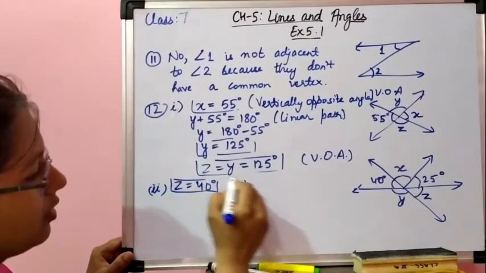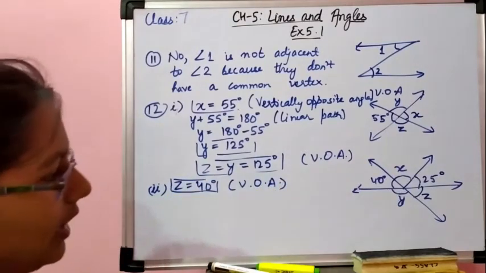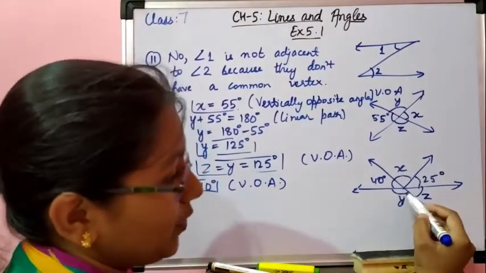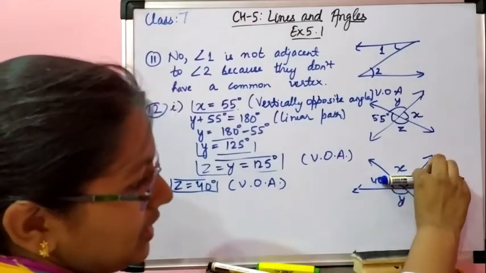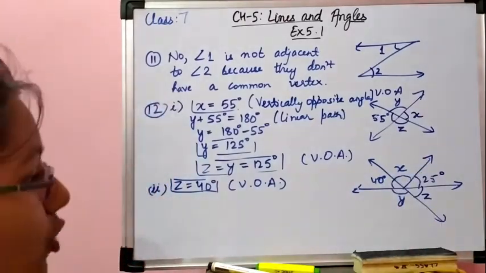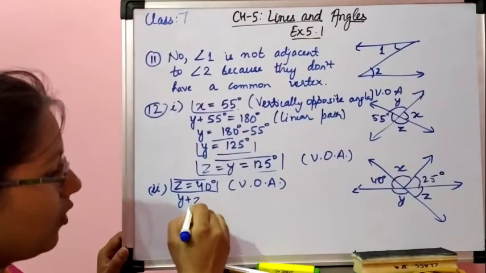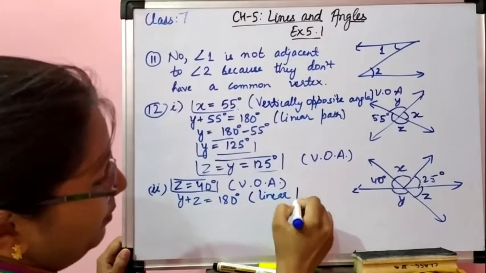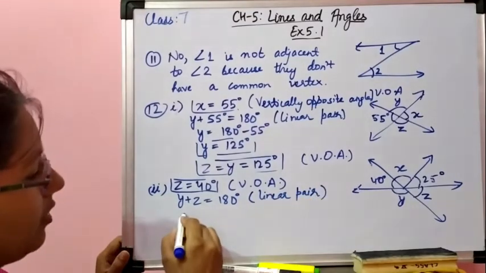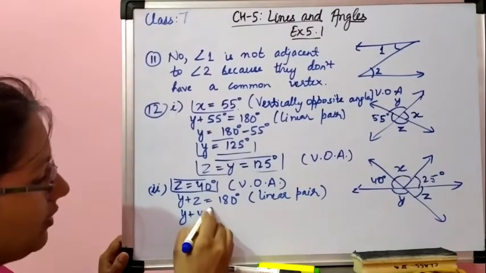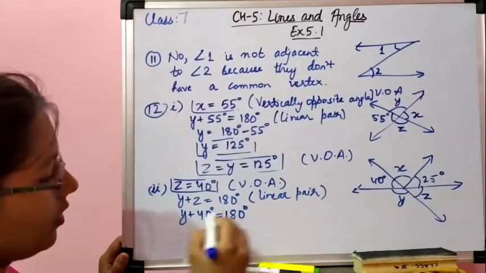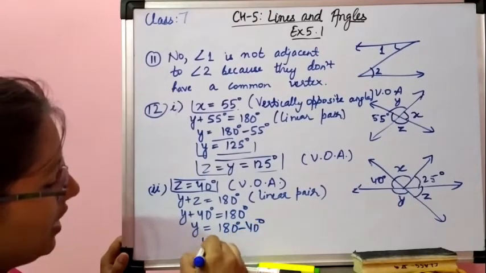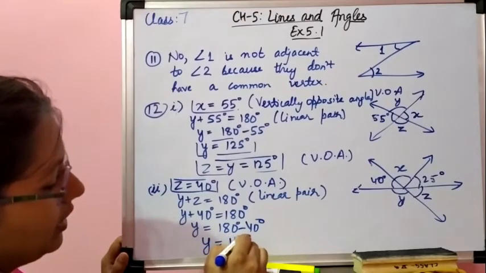Reason, vertically opposite angle. Directly we can find out. Now after finding z, we can see that y and z lie on a line. You can see that they are lying on a line. So y plus z should be 180 degree. Reason, linear pair. Then the value of z we know, so we will put that value. So y is equal to 180 degree minus 40 degree. So y is equal to 140 degree.